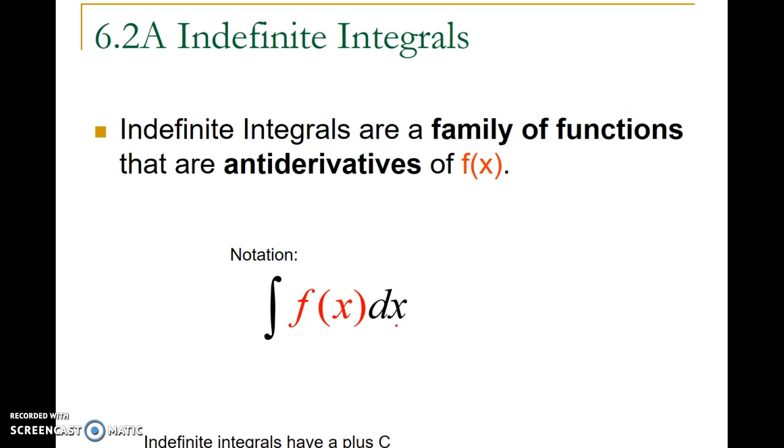Your answer will be a family of functions, so you will include the plus c whenever you're solving an indefinite integral. Since the only thing new is notation, we're going to jump right to examples. So pause the video if you're still taking notes. Otherwise, we'll move on to an example.